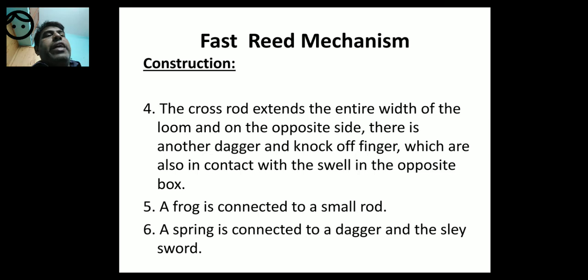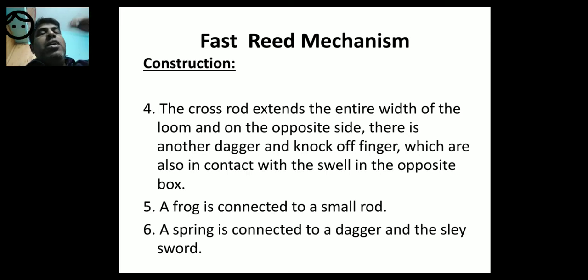And on the opposite side there is another dagger and knockoff finger which are also in contact with the swell in the opposite box. As in the cone over pick mechanism and other mechanisms, a similar arrangement is provided at the other side of the loom also. So there will be another dagger and another knockoff finger connected to the cross rod, which are again connected to the swell in the opposite shuttle box.